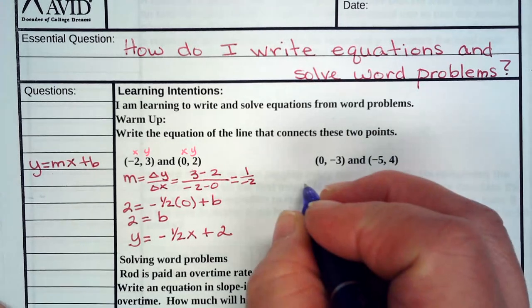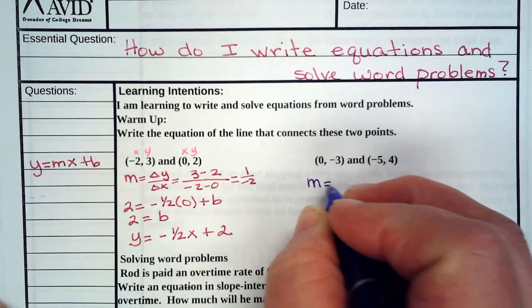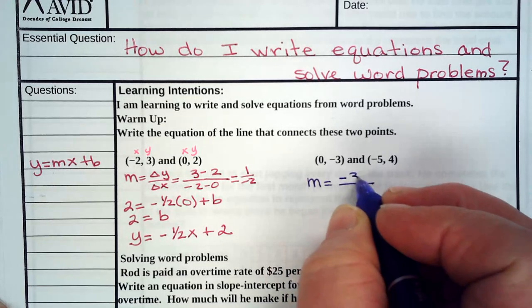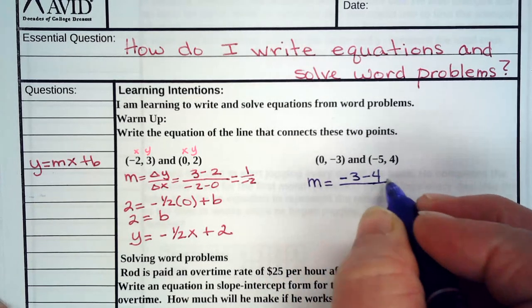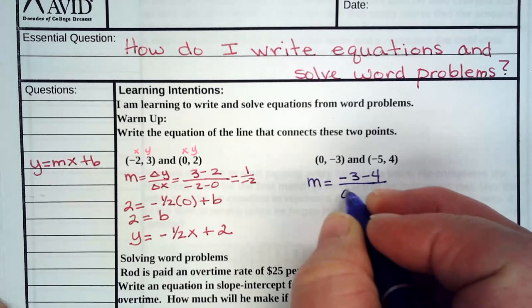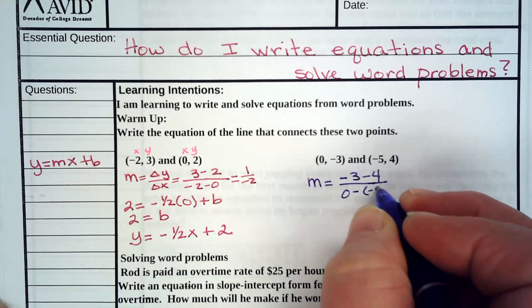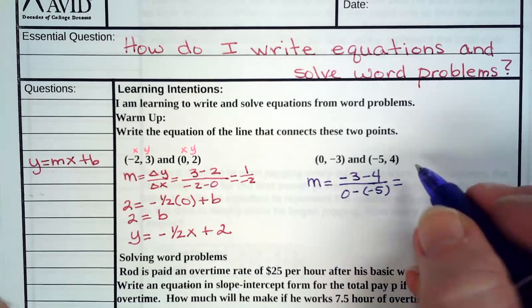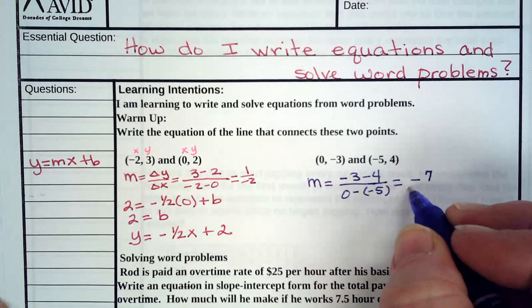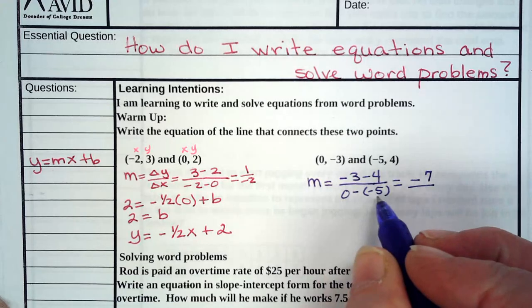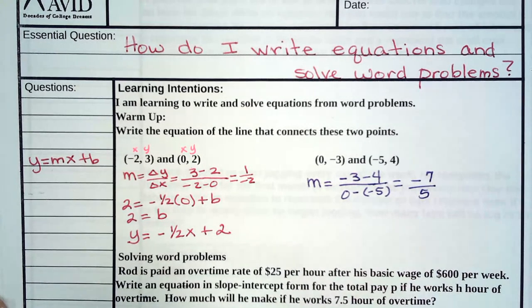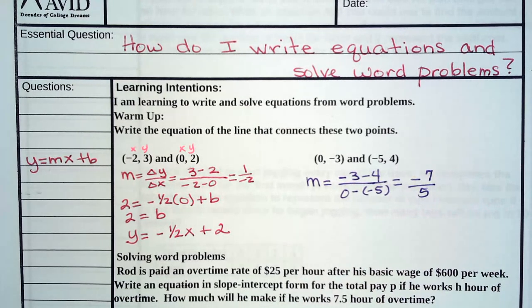I hope you tried. The slope is negative 3 minus 4 over 0 minus a negative 5. Negative 3 minus 4 is negative 7. 0 minus a negative 5 is 0 plus 5, which is 5. So my slope is 7 over 5.